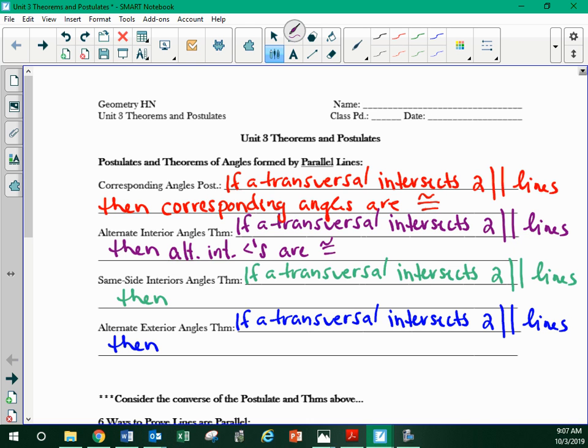I'm fine if you guys abbreviate alternate interior angles. You'll notice that these titles actually get kind of lengthy because there are so many pieces of it. Just make sure that when you refer to the theorem, you don't forget to say theorem. If you just say alternate interior angles, then that's not the theorem. The theorem is what tells us they're congruent. Okay. Next up, we have same side interior.